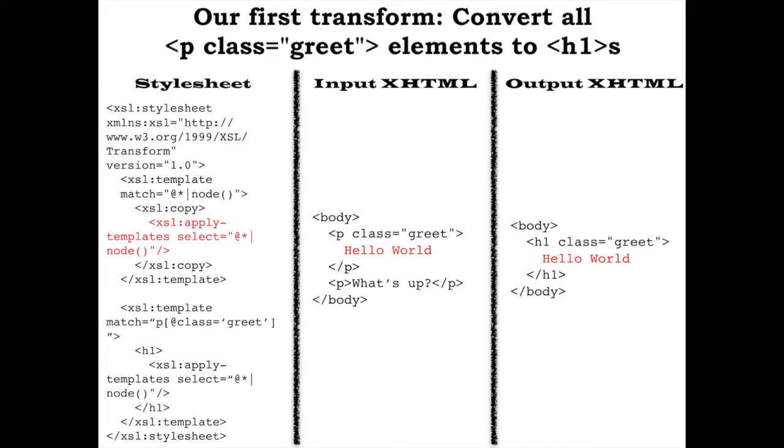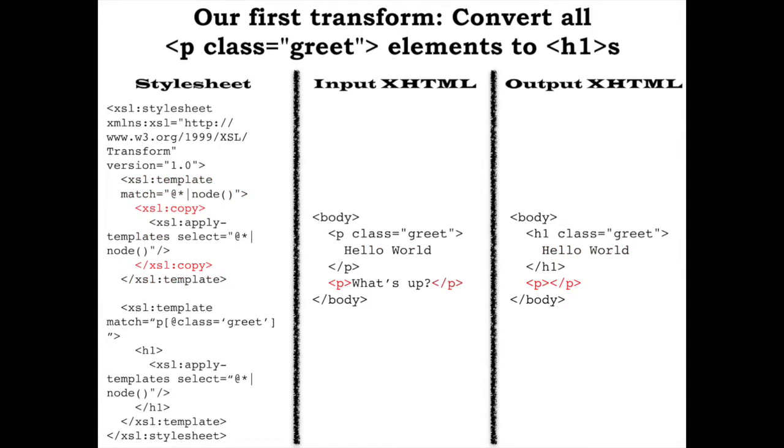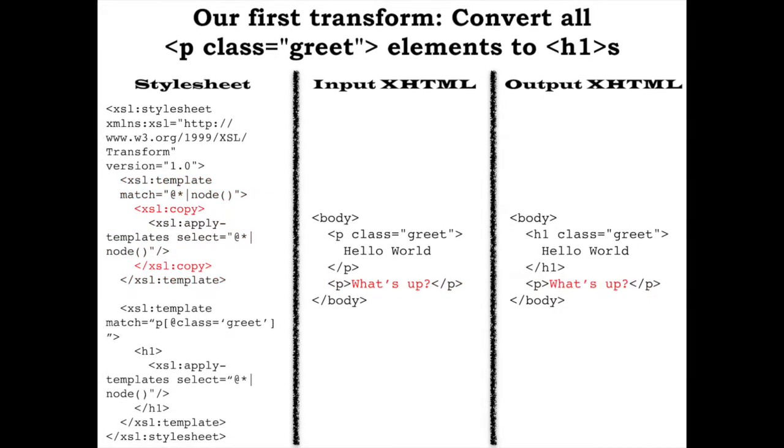And then we're going to match the other P. Now, because this one doesn't have a class of greet, it doesn't match the second template. It matches the first template again. So it gets copied. We apply templates. We get the text inside. And that gets copied to the output. So you can see we've actually instituted a change in our output from the input. And we did it without regular expressions. So we didn't have to worry about the fact that there was a class on it, et cetera.